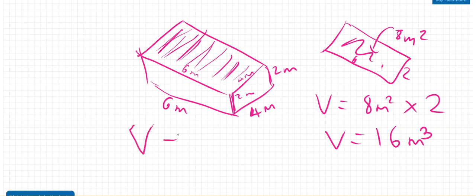Sometimes you see this. You see them going 6 times 2, or 6 times 4 in this case, times 2. That's what we're actually doing. That's the area of the rectangle, and then times it by the height or the space between them.